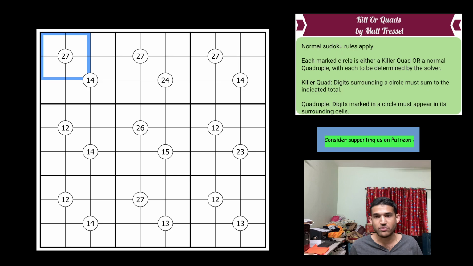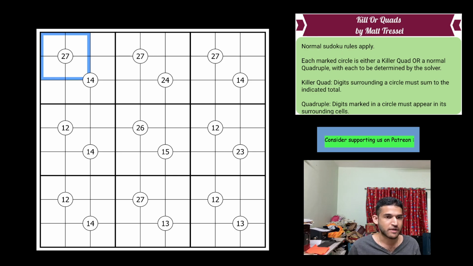It is up to the solver to determine whether the clue is a killer quad clue or a quadruple clue. So with that, we'll start the Sudoku. I've solved the Sudoku already, so I remember the solve path more or less, but I still don't think this is going to be a straightforward path where I remember everything until the end of the solve. So please bear with me if I try to navigate some of the places, because it's really hard to remember everything.